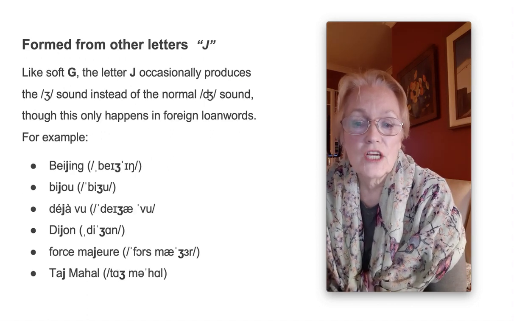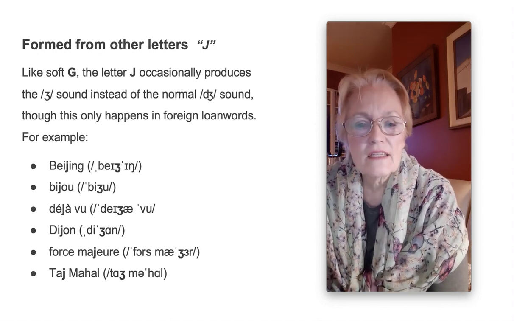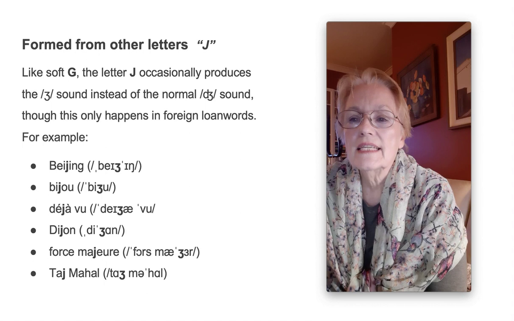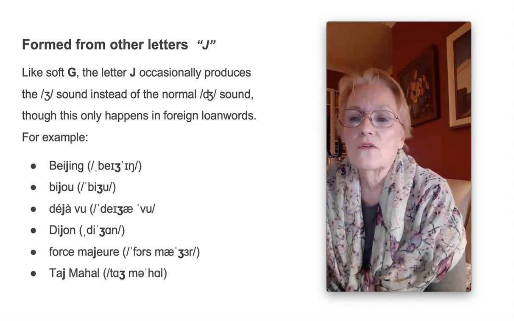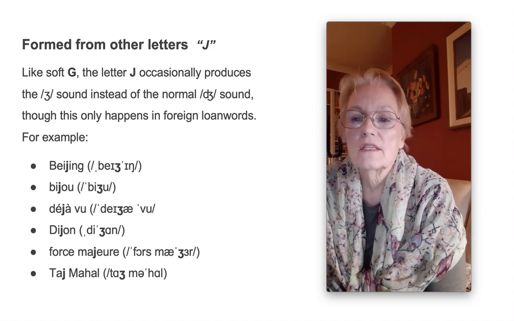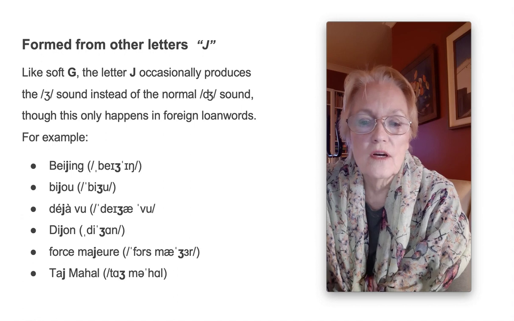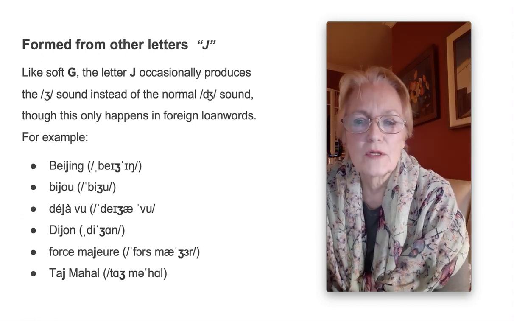Okay, so formed from other letters, there is the J. The J has two sounds as well. So like the soft G, the letter J occasionally produces the J sound instead of the normal J sound. Though this only happens in foreign loan words, in other words, words we've borrowed from other languages.